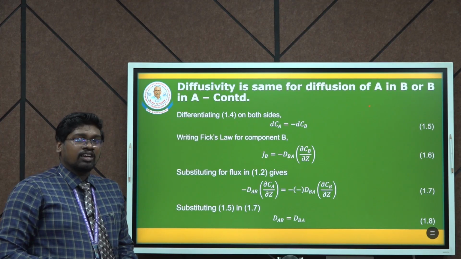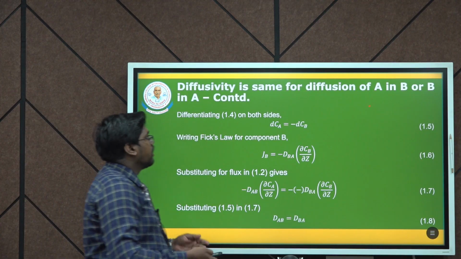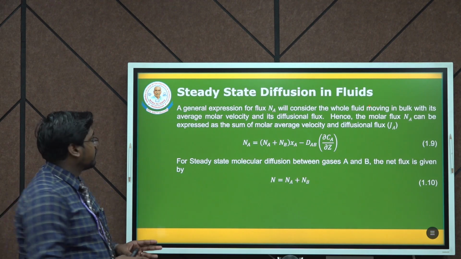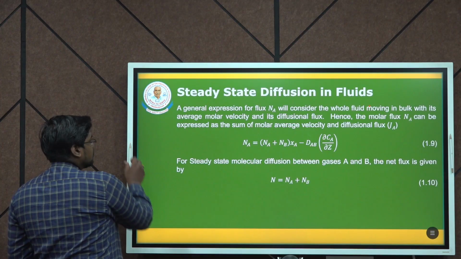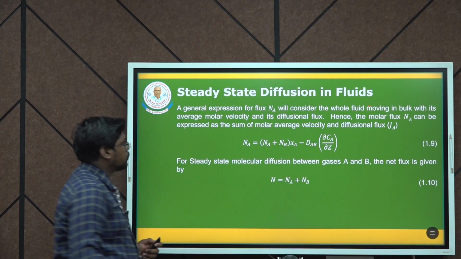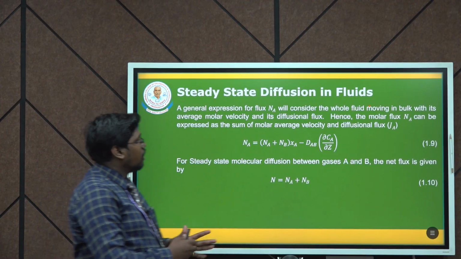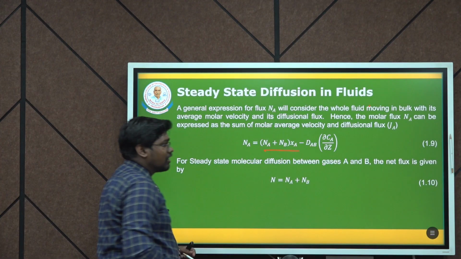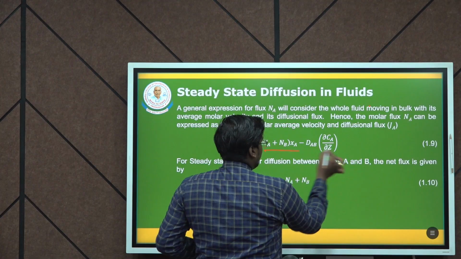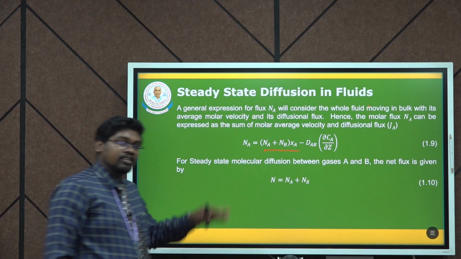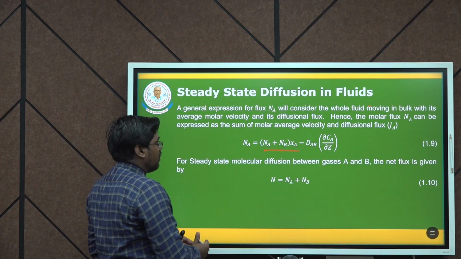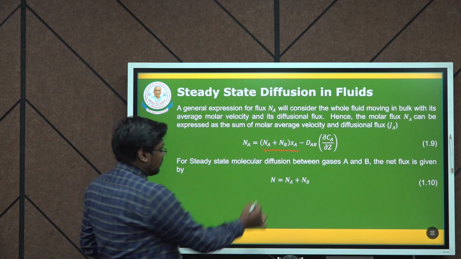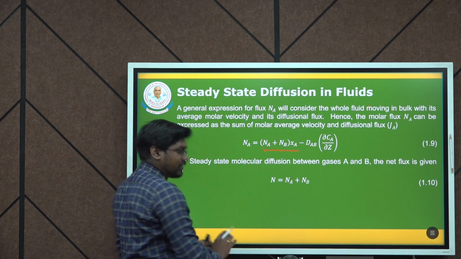So next, how can we calculate the net molar flux of the diffusion in steady state fluids? In steady state diffusion, the net molar flux is calculated. A general expression for flux, Na, is the molar flux. Molar flux can be expressed as the sum of the molar average velocity and the diffusion flux. This component, Na plus Nb into Xa, is the molar average velocity, while this DAB and dou Ca divided by dou Z is the molar diffusion flux Ja. Here N is equal to Na plus Nb, so we have divided and written it like this.